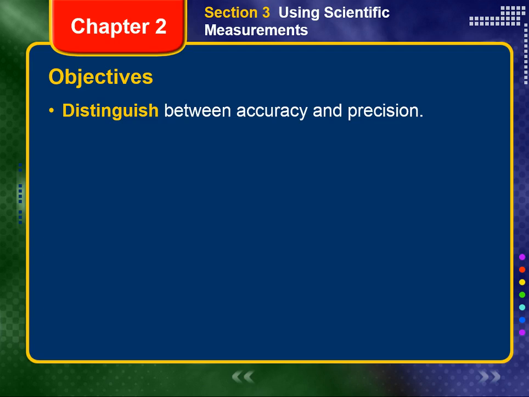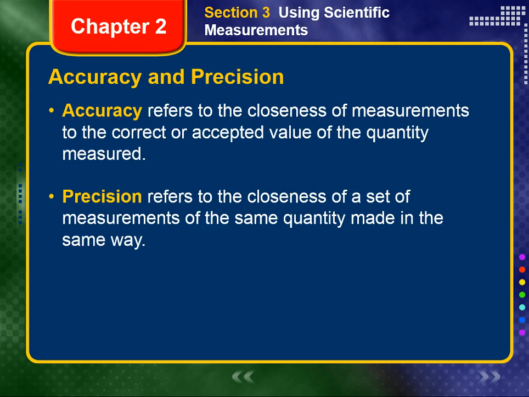At the end of this video, you should be able to distinguish between accuracy and precision. Chapter 2, Section 3, Using Scientific Measurements. If you have ever measured something several times, you know that the results can vary. In science, for a reported measurement to be useful, there must be some indication of its reliability or uncertainty.